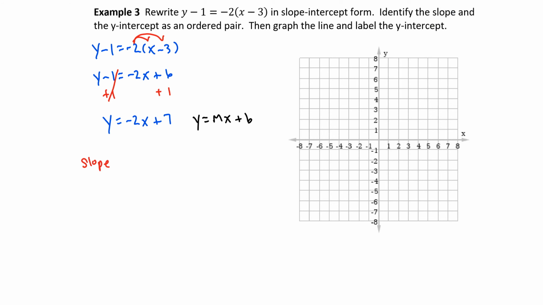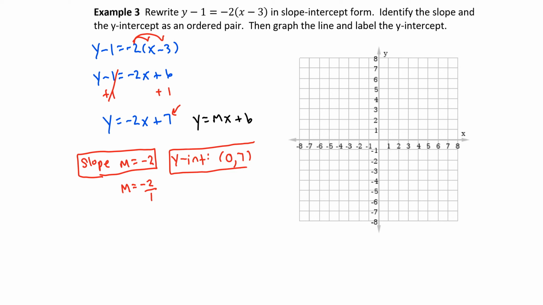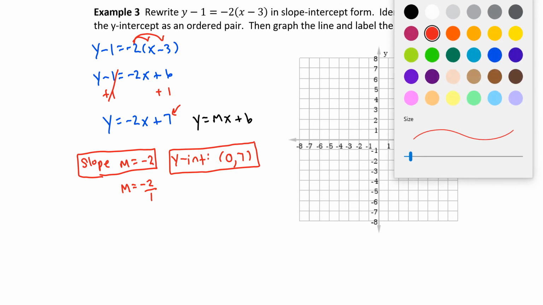Our slope, m, is the coefficient of x, in this case, negative 2. Now notice it's just the coefficient. It's not negative 2x, it's just the coefficient. We want to express this as a fraction to make our graphing easy, so we'll write it negative 2 over 1. Our y-intercept then comes from this number out here, and as an ordered pair, it would be x equals 0, y equals 7. So we can plot these on our graph.